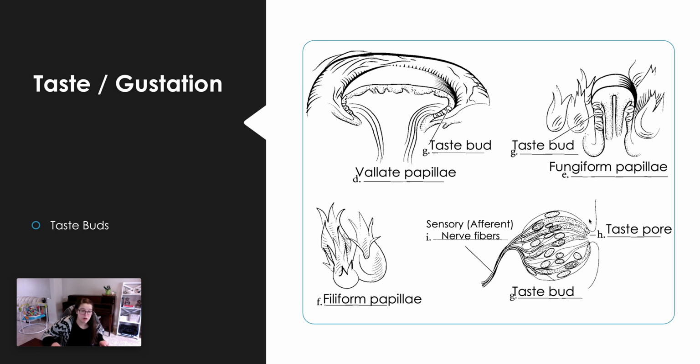Because these are chemoreceptors that require the dissolving of chemicals or the diffusion of chemicals through your saliva, this is why it's difficult to taste when you have a dry mouth. Because you can no longer dissolve those chemicals and they can no longer diffuse into the taste pore. And I think that's it for taste.